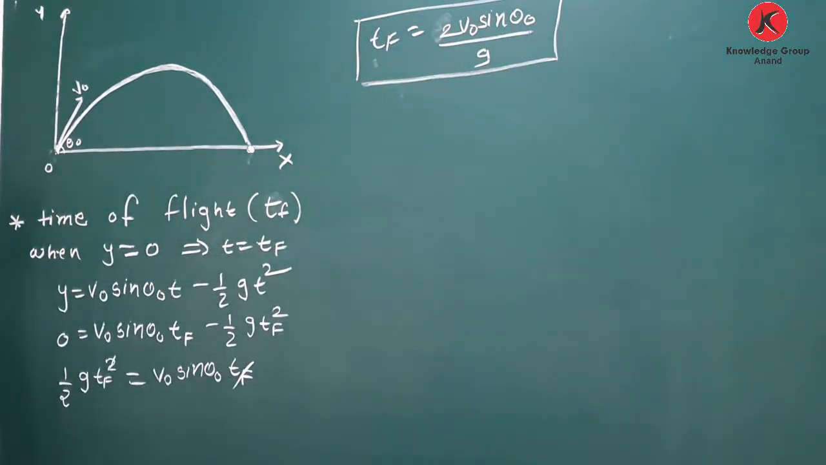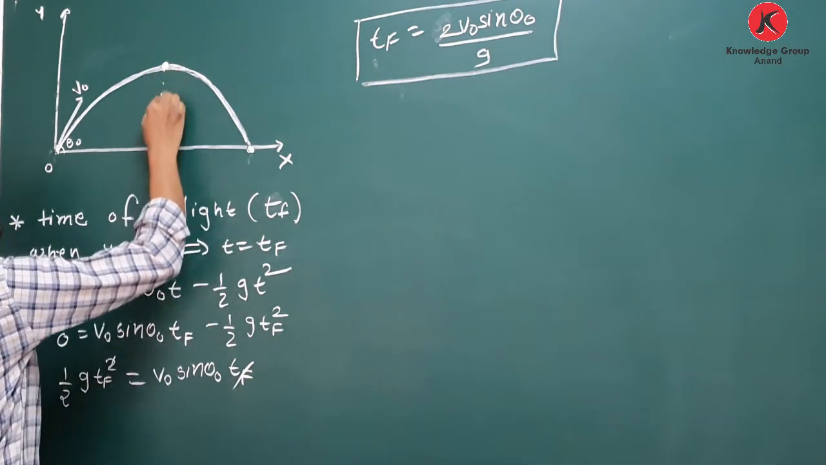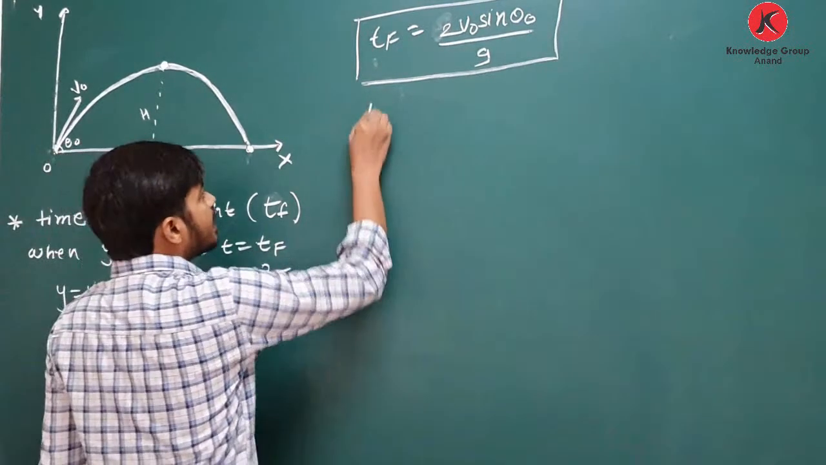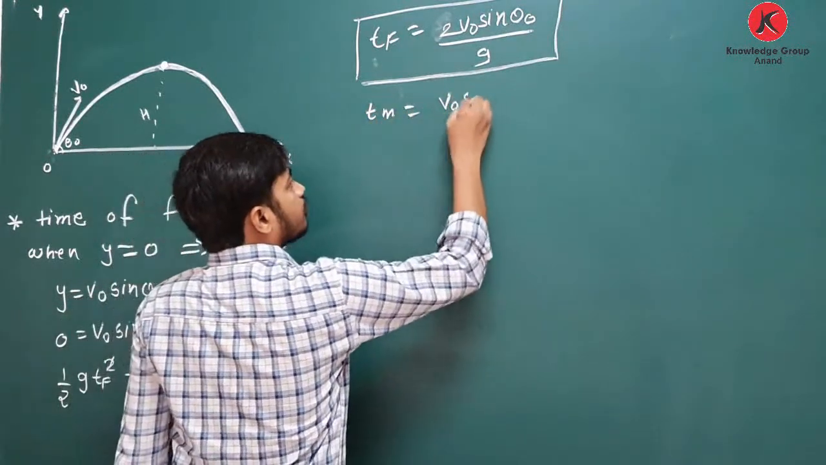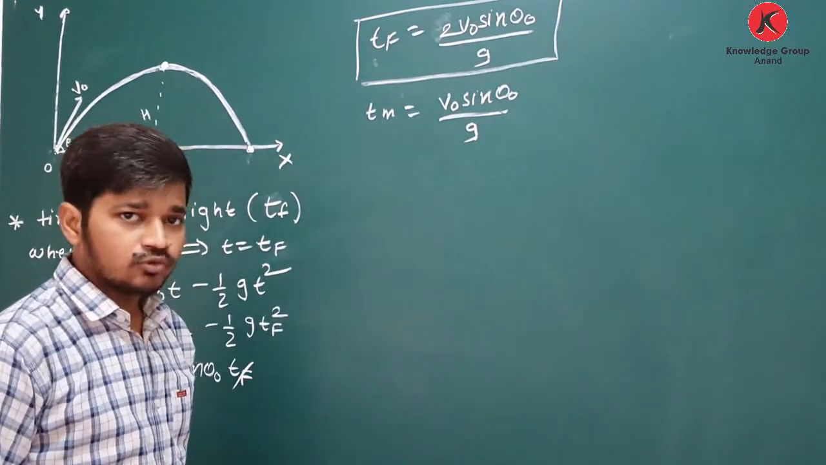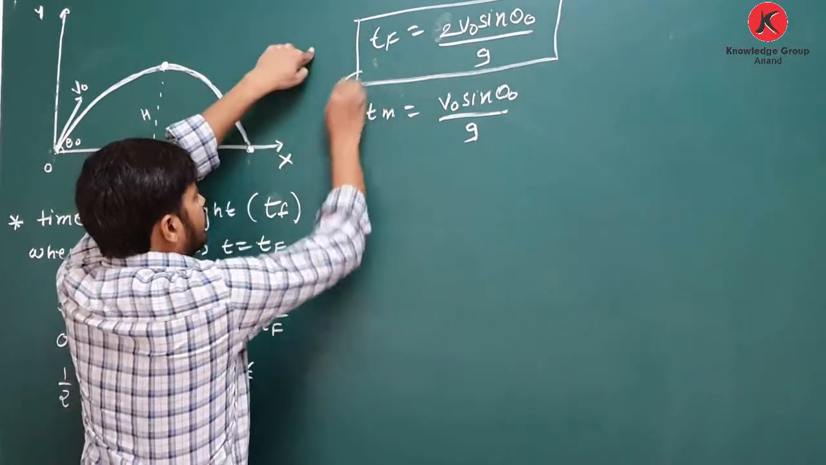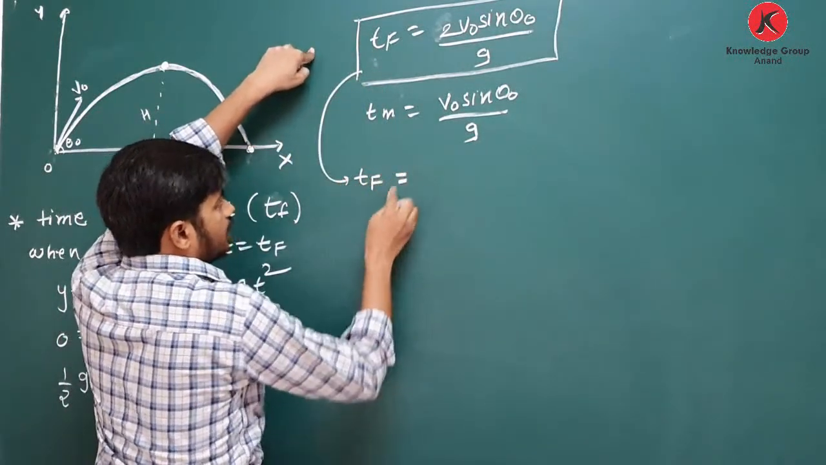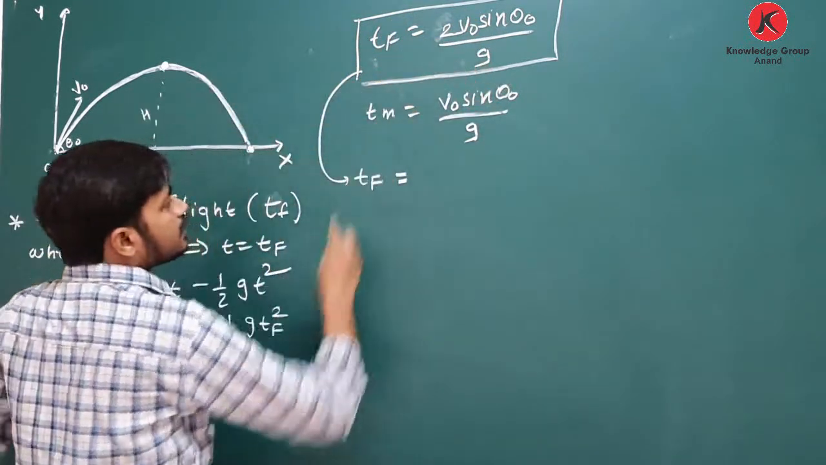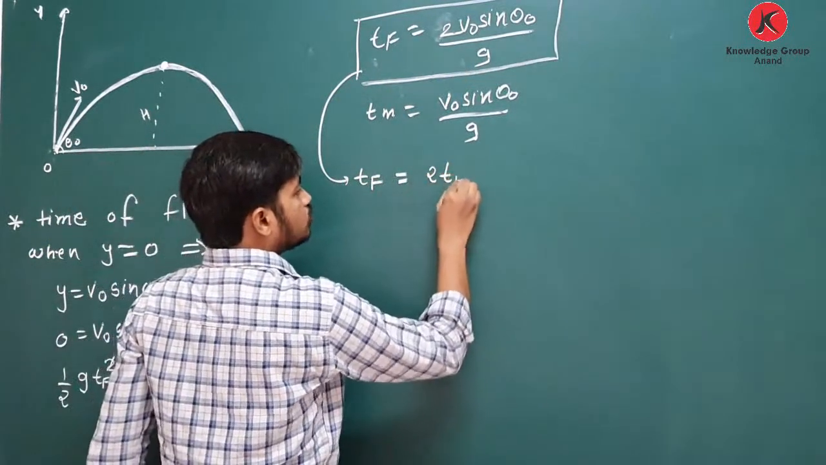Now see, there is one interesting result. It is the point of maximum height. You know this. What is the equation for the time to reach maximum height? Yes, Tm is equal to V0 sine theta 0 upon g. In the equation of Tf, V0 sine theta 0 upon g, I can replace by Tm. So it becomes 2Tm.